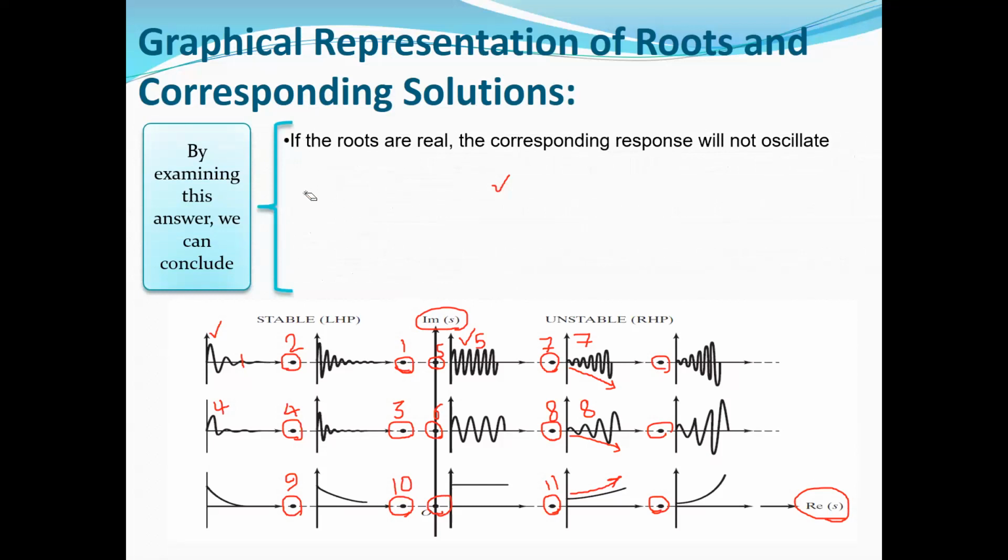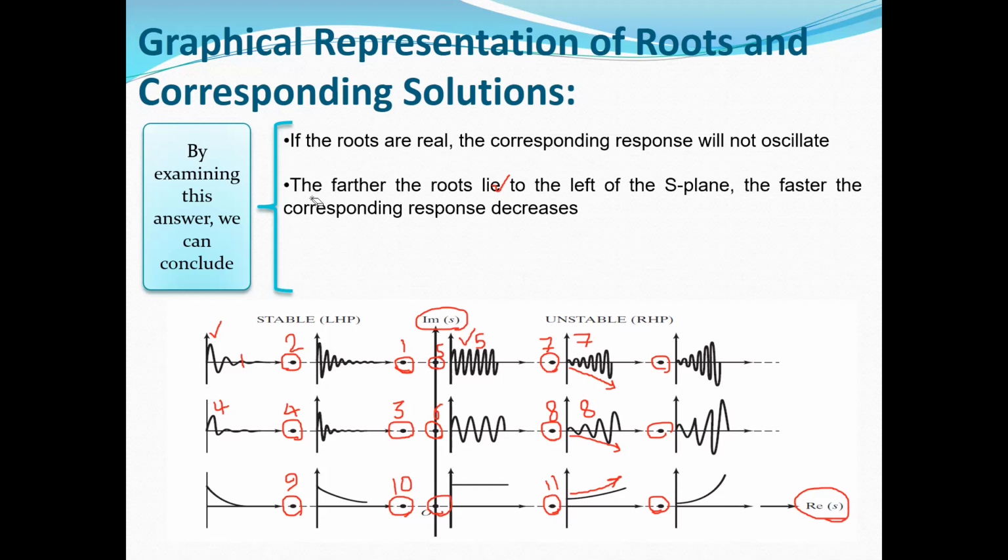The next conclusion is, if the roots are real, the corresponding response will not oscillate. So here you can see when the roots are located on the real axis, in cases 9, 10, 11, here at the origin, and this one, the response does not oscillate, or we don't have any vibrating motion, when the imaginary part is 0.